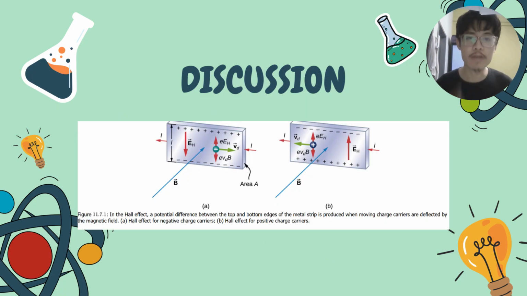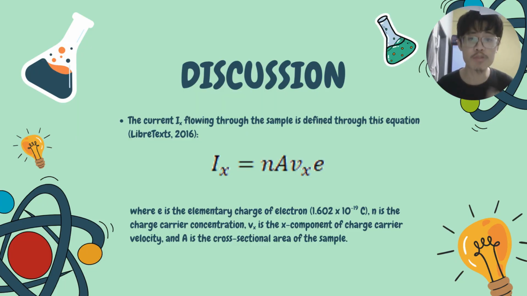This is a diagram of the Hall effect in the metal strip. On the left is the Hall effect for negative charge carriers, and on the right is the Hall effect for positive charge carriers. The current Ix flowing through the sample is defined through this equation below, where e is the elementary charge of electron, which is 1.602 times 10 power negative 19 coulomb, n is the charge carrier concentration, vx is the x component of charge carrier velocity, and A is the cross-sectional area of the sample.